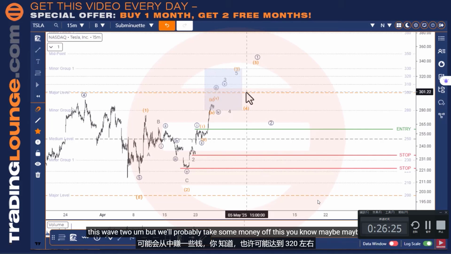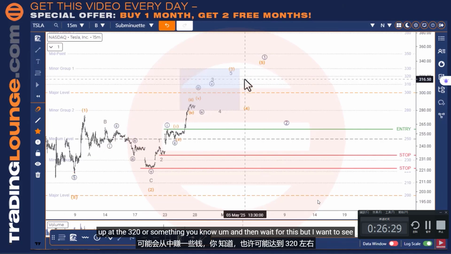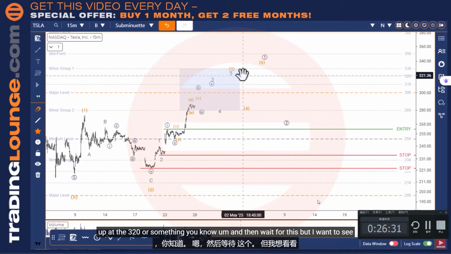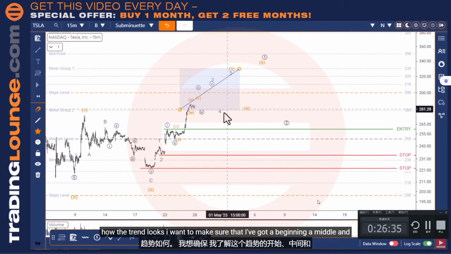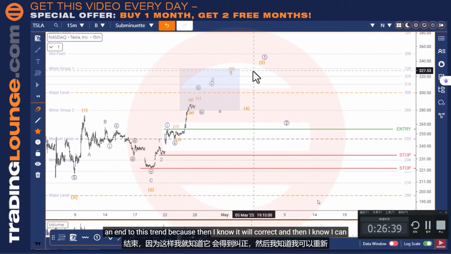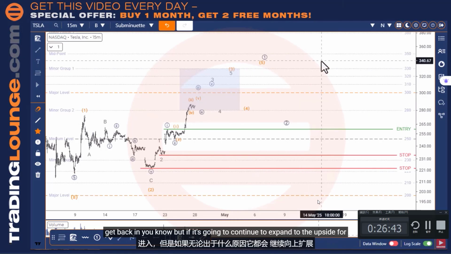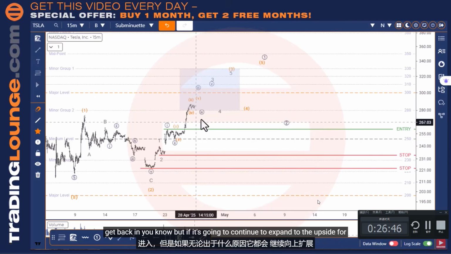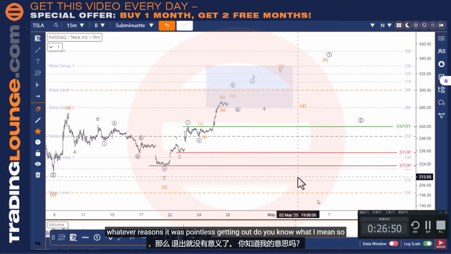But we'll probably take some money off this, maybe up at the 320 or something, and then wait for this. But I want to see how the trend looks. I want to make sure that I've got a beginning, a middle and an end to this trend, because then I know it'll correct, and then I know I can get back in. But if it's going to continue to expand to the upside for whatever reasons, it was pointless getting out. Do you know what I mean?